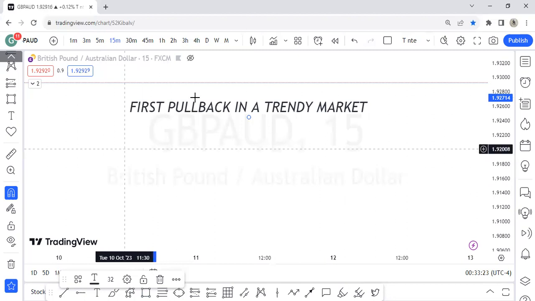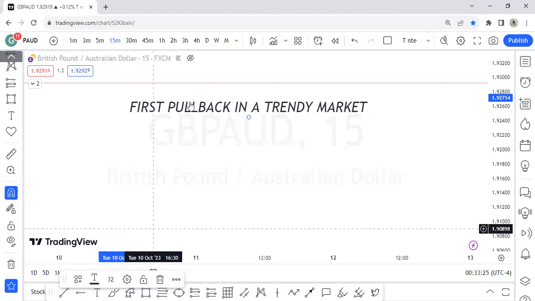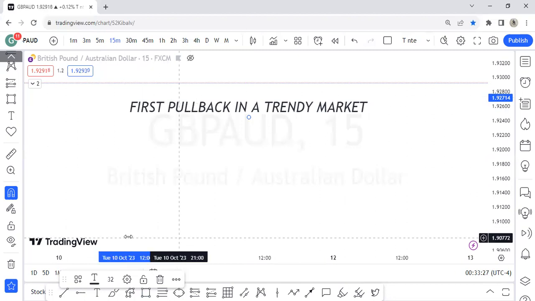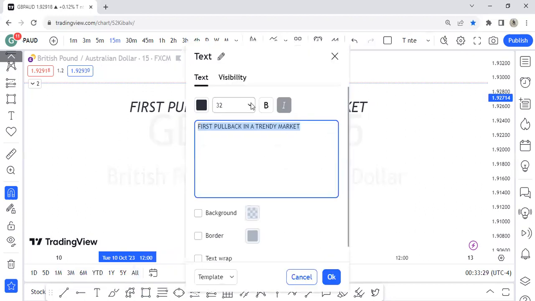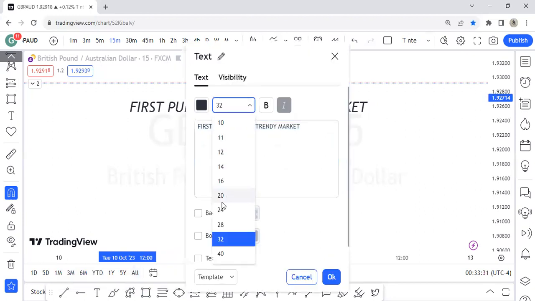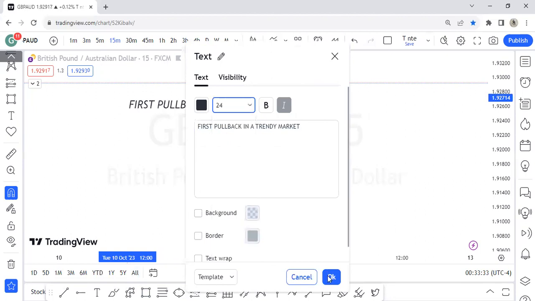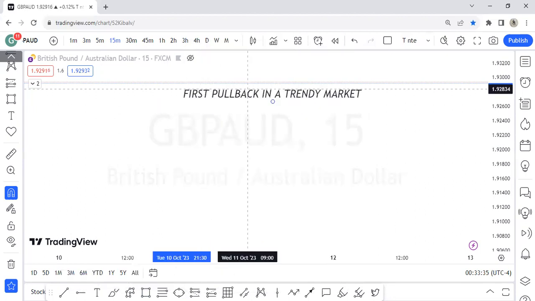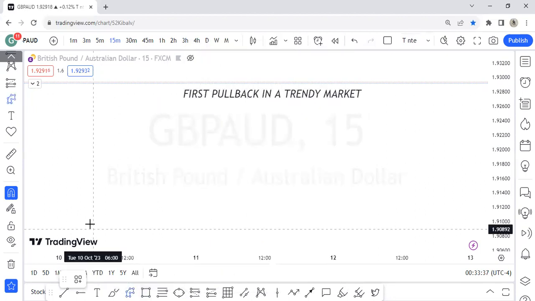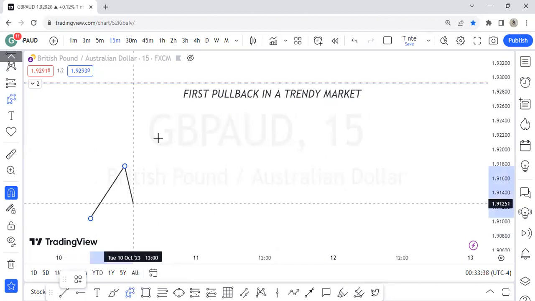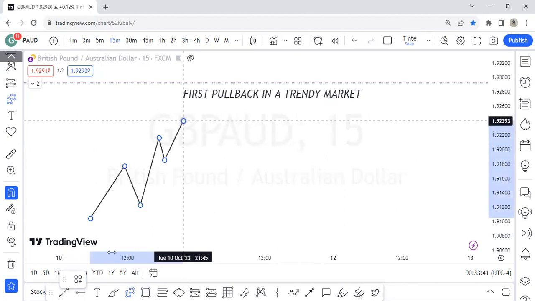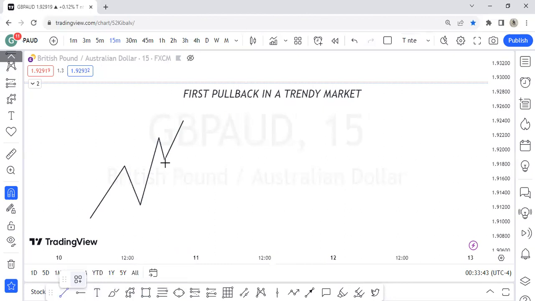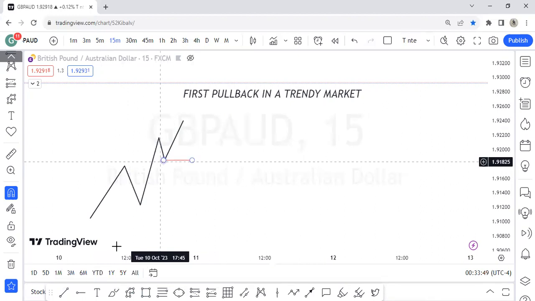So now let me make this smaller so you can see what I'm talking about. Let's talk about valid pullbacks. If the market is bullish, still making higher highs and higher lows, the first pullback is this low. This low is the first pullback, and this is because of the inducement. So if the market is bullish, that first pullback is seen as an inducement.